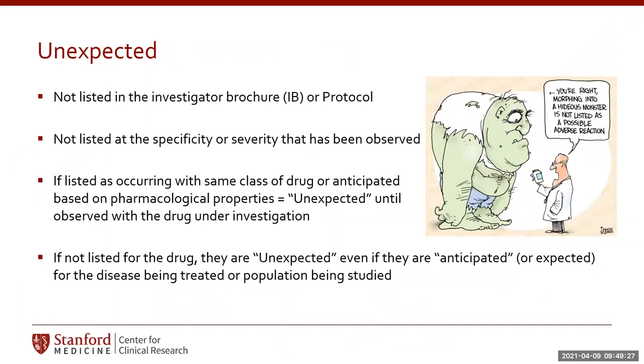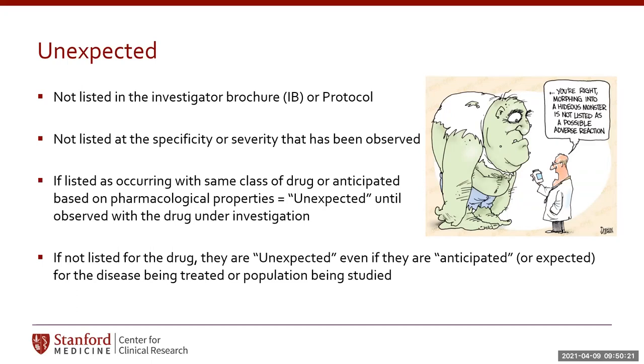The next definition has to do with the event being expected or unexpected for the drug. Basically, if it's not written in the investigator brochure or the protocol for the drug, it is not expected. Now there are levels of detail that come under it. If it's not listed at the exact severity observed or the exact specificity observed, it will still be considered unexpected. For example, if the investigator brochure says we are expecting to see elevated hepatic enzymes, and you see hepatic necrosis, you have observed it in a greater severity, so it's unexpected. Same for specificity.